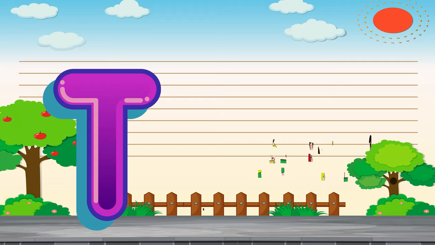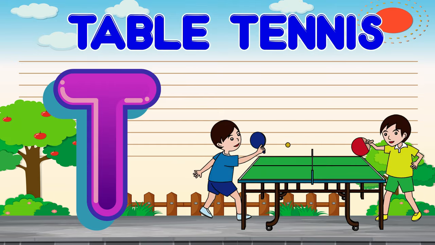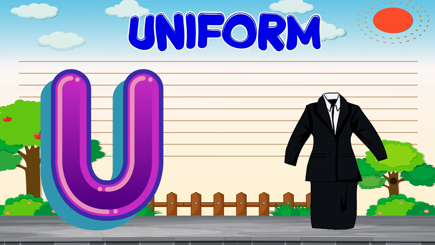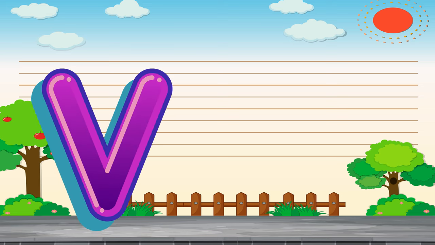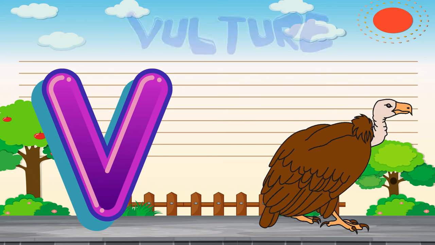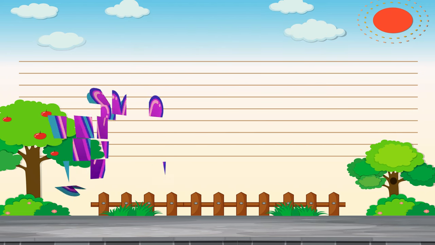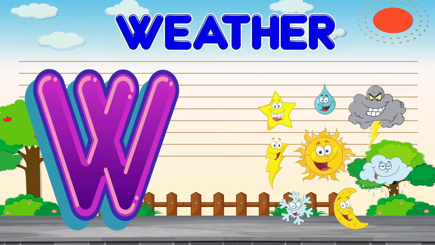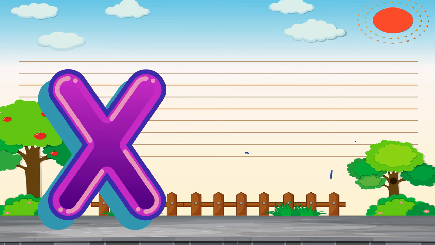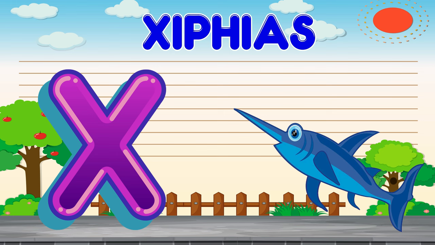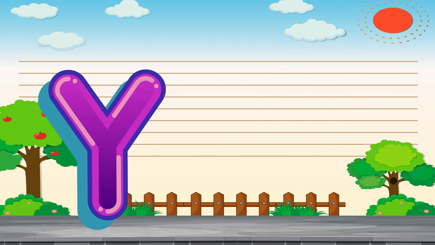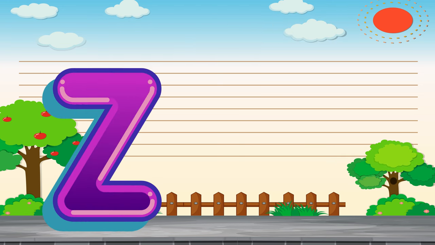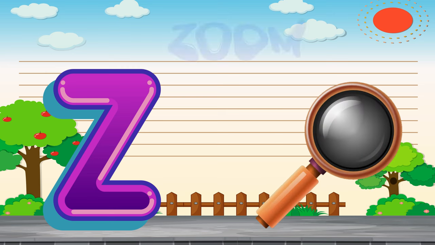T. T for table tennis. U. U for uniform. V. V for vulture. W. W for weather. X. X for zephyrs. Y. Y for yardstick. Z. Z for zoom.